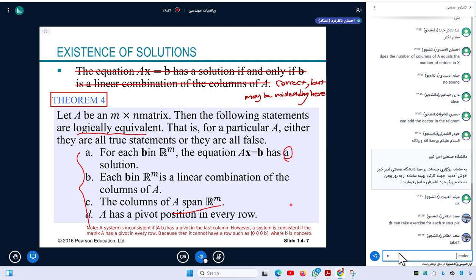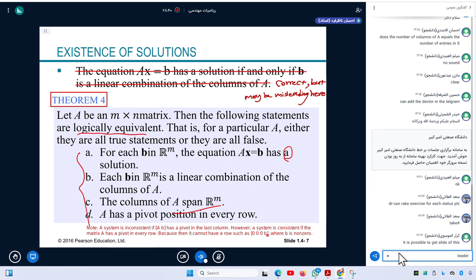If it is true, matrix A has a pivot in every row because it cannot have rows like 0, 0, 0, 0, and b, because then if b is non-zero, the system will be inconsistent. You need to go through this one once again and refresh your memory.